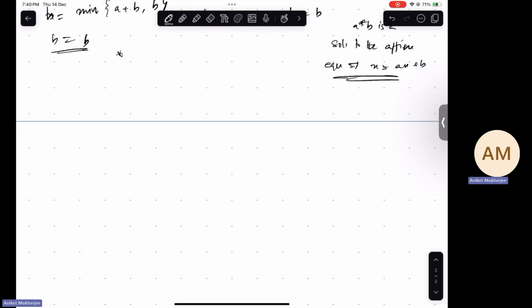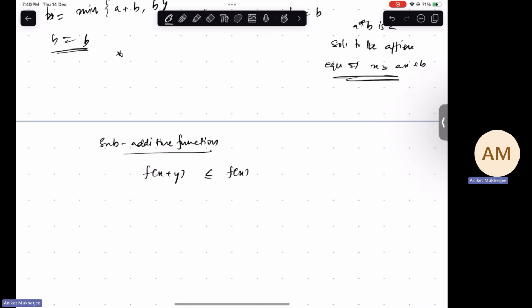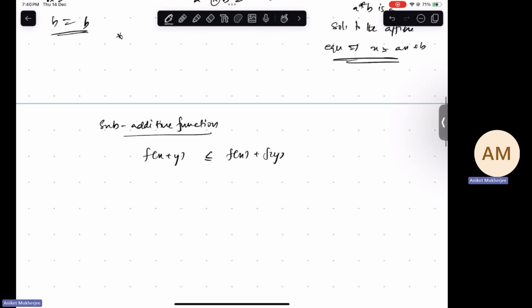Next, we saw something known as subadditive functions. So what was a subadditive function? If f of x plus y is less than or equal to f of x plus f of y, then it is known as a subadditive function. Some examples of subadditive functions were the constant function and the affine function of the form rho t plus sigma, where sigma is greater than or equal to 0. This is not the dioid order, this is the normal order.